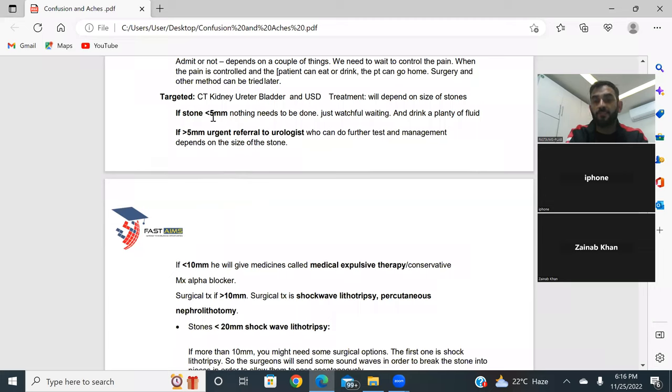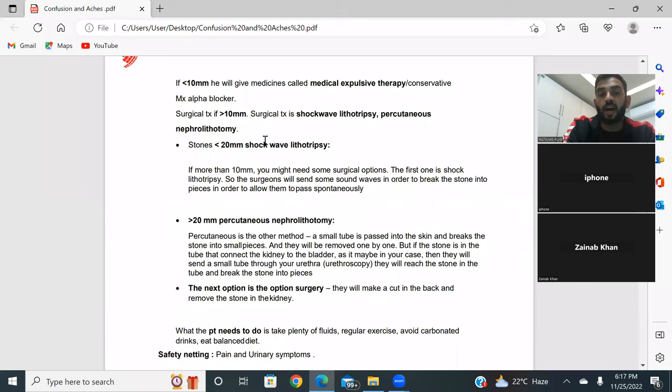If it is less than 5 millimeter, then watchful monitoring and drink plenty of fluids. If more than 5 millimeter, then again the size matters: below 10 or above 10. If it is below 10, it is medical expulsive therapy. Above 10, it is lithotripsy or percutaneous nephrolithotomy. And there are still two differences: less than 20 and above 20.